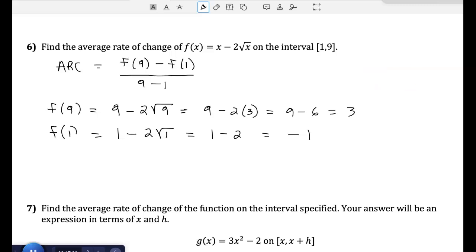So the average rate of change here, you can see, is going to be f of 9, which is 3, minus negative 1, all over 9 minus 1, which gives us 4 over 8.